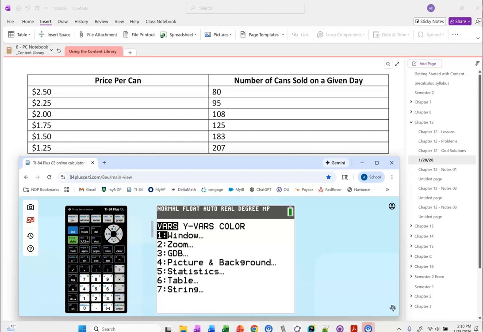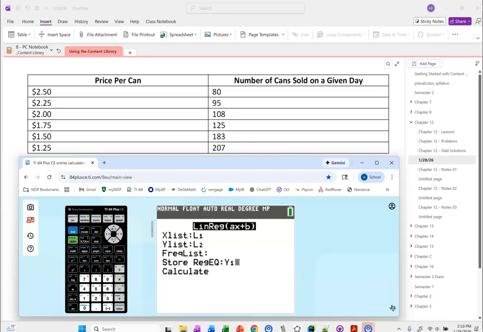Now, if I want the y1, y's are y variables. So I'm going to go over to the vars tab. And our calculator in this class is always in function mode. So I'll always pick function, and there's the y1. And now I'm just going to press calculate, and the calculator has told me, here's your model.